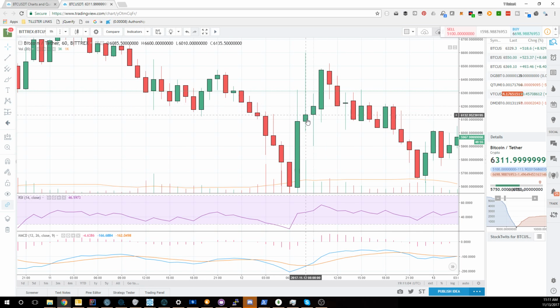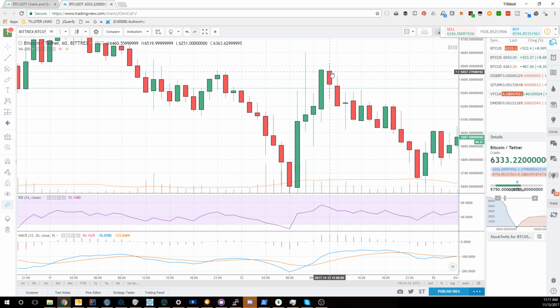Open, low, high, close. Again, we have a red candle, so the open is on the top. Here's the low, here's the high, and then with the red candle, the close is on the bottom. So the price started high and it came down. Price started low and came up.